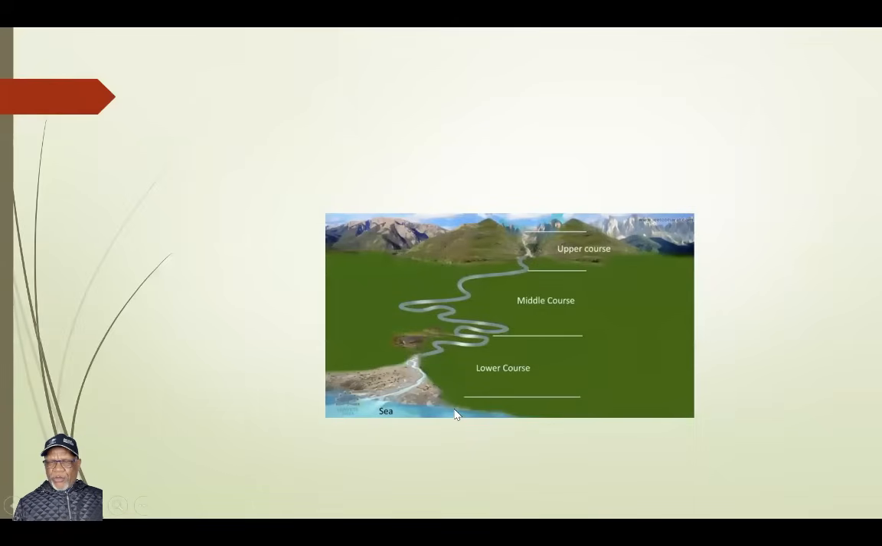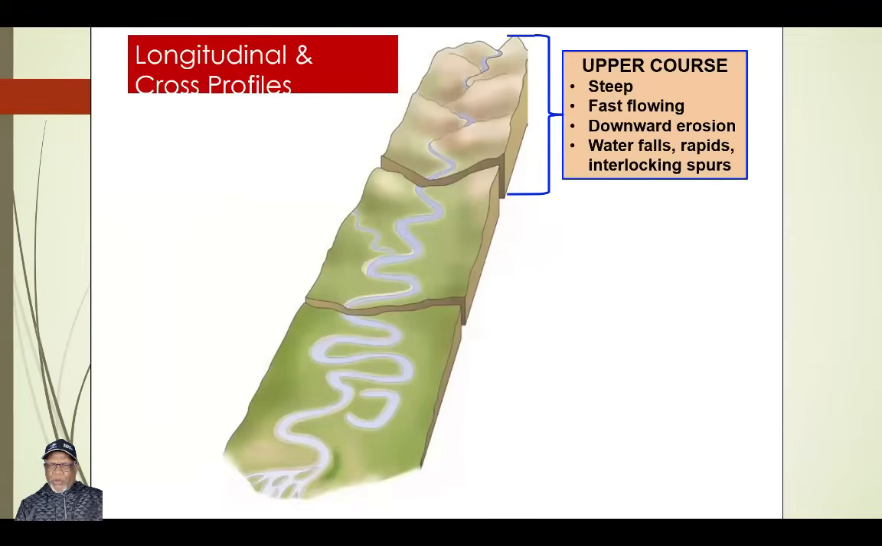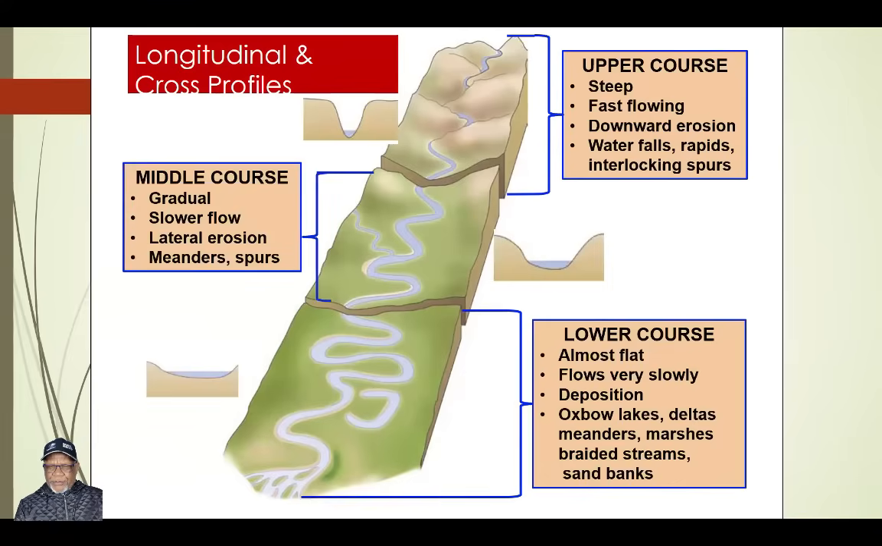Okay, now we are looking at the longitudinal profile of the river. What is a longitudinal profile of the river? It is the view of the river from where it starts, which is the source, to where it ends, which is the mouth. Now, when you're looking at the long profile of the river, it has the upper course, this will be the upper course, this is the middle course, and this is the lower course.